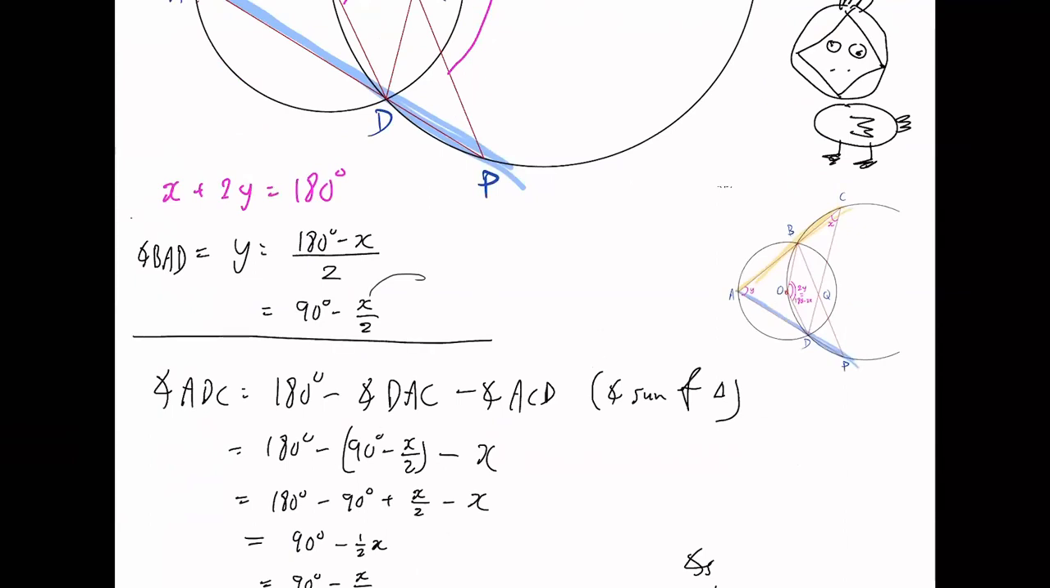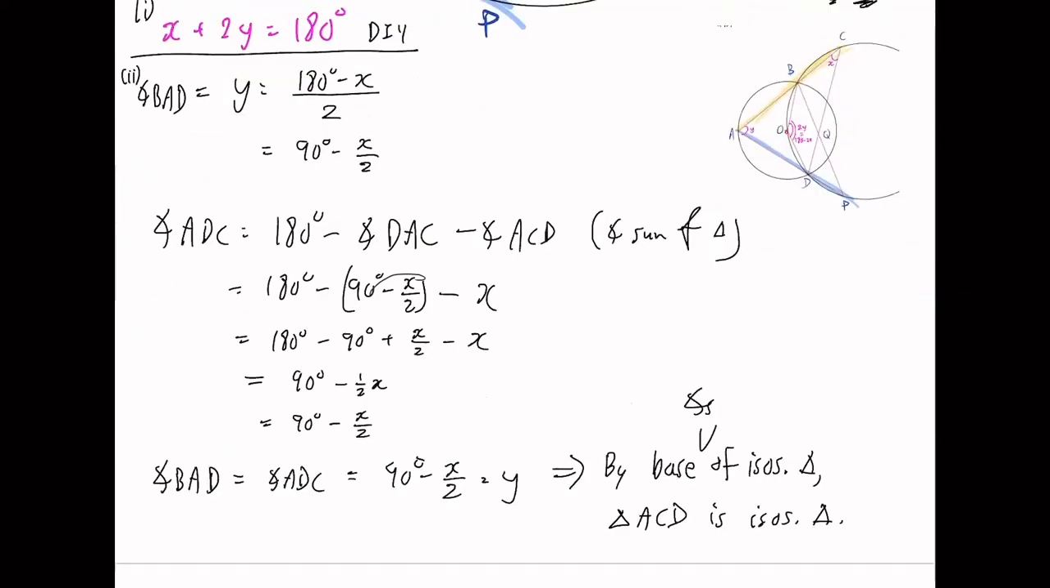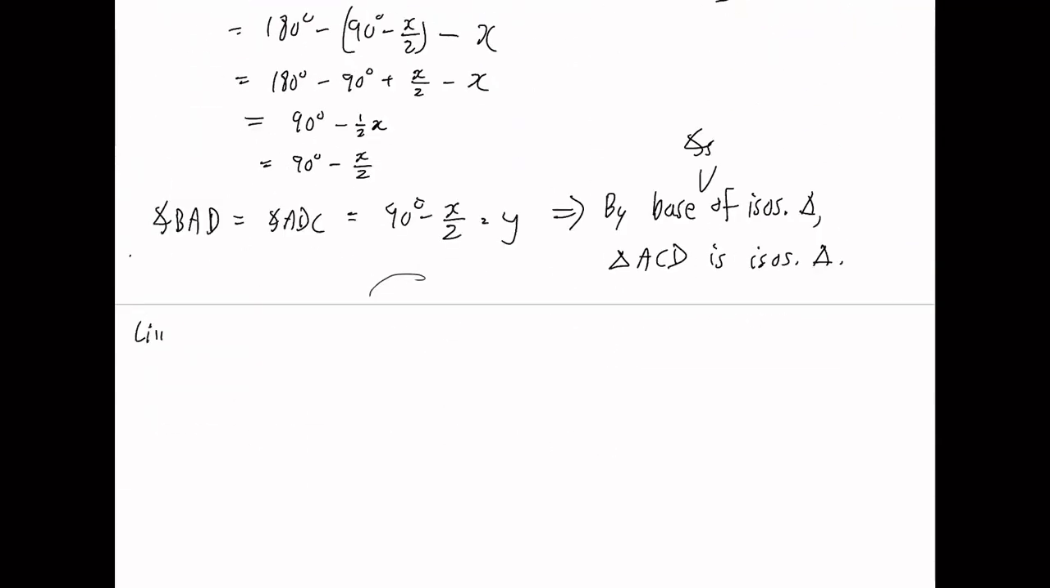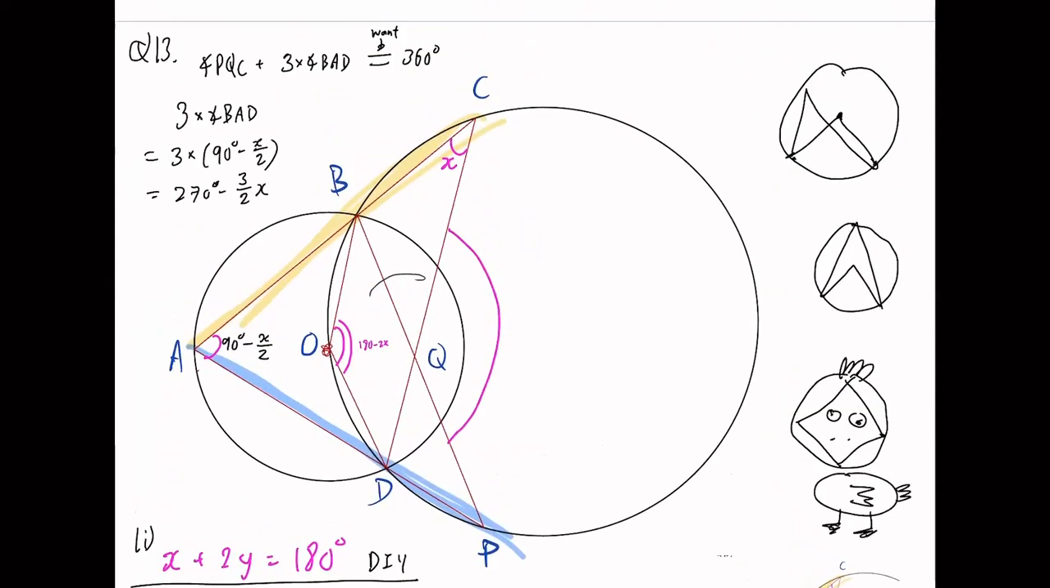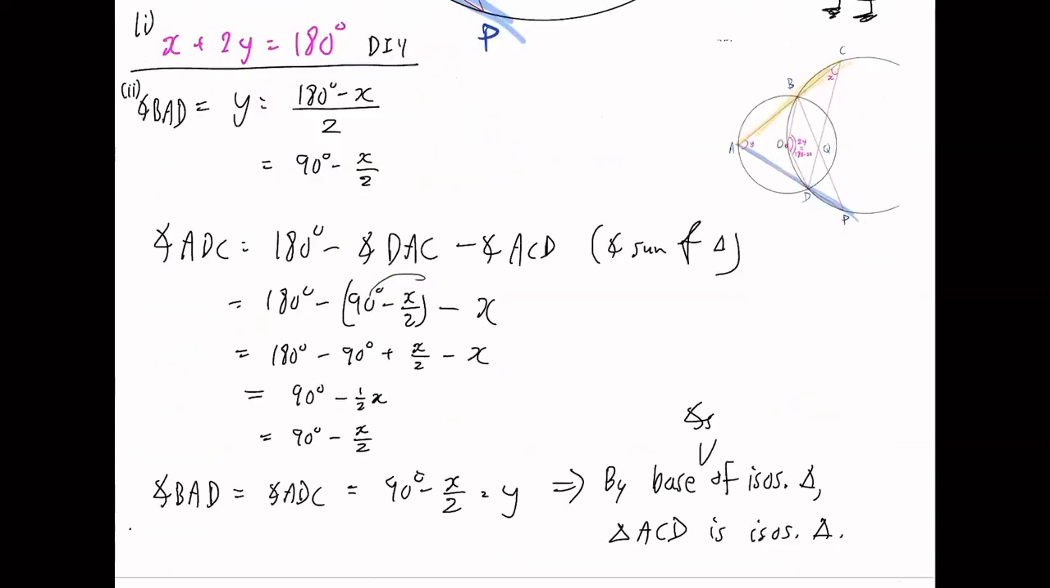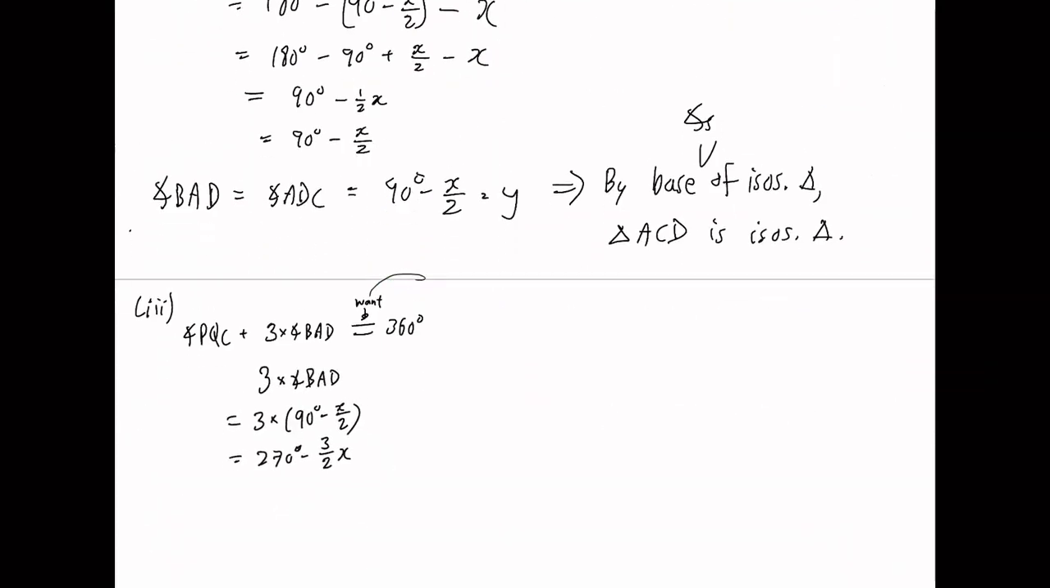Okay, part 1 is DIY, do it yourself. Part 2 is these two parts. Then now is part 3. Let me just paste the, wow, I need the diagram. Okay. I hope you still remember BAD is 90 degrees minus x over 2, and I already calculated this before. So I'll just paste it over here. Then I will replace it with PQC plus 270 minus 3 over 2x equals 360 degrees.